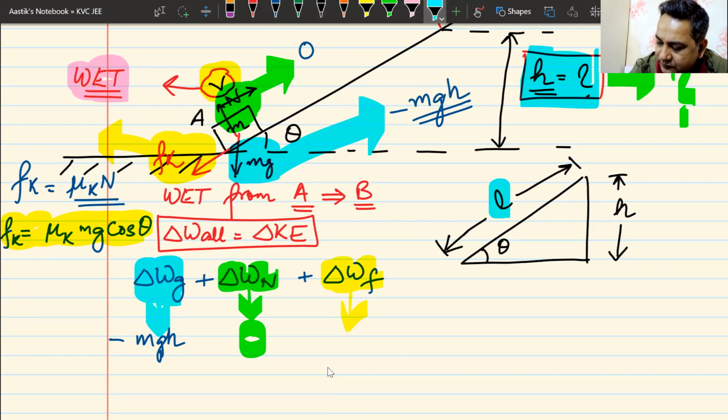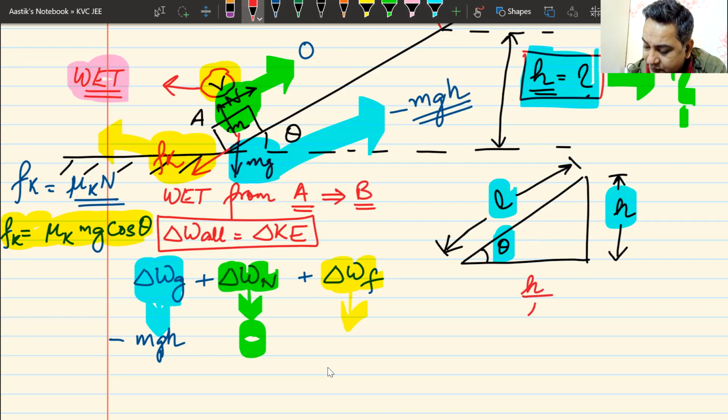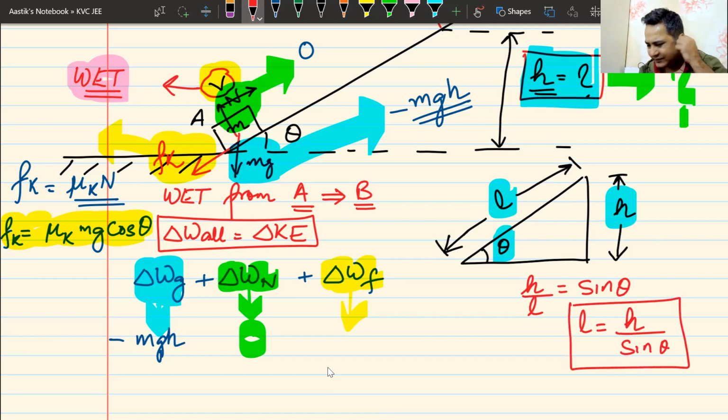What is the value of L? It's pretty simple. I look at this triangle. I see h, I see L, I see theta. I can find out the value of L from here because h by L, perpendicular upon hypotenuse, has to be your sine theta. So L will be equal to h by sine theta, or you can also write it as h cosec theta. Doesn't matter. So far, so good.